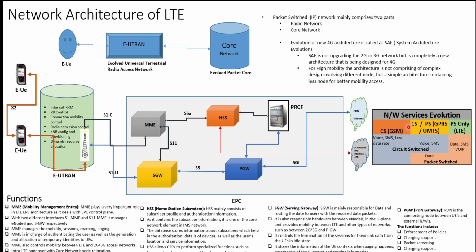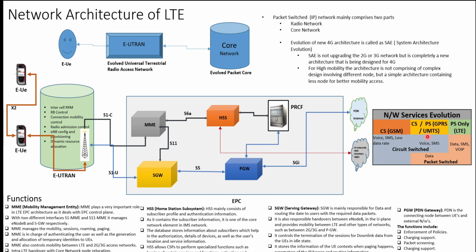Now if you see the network service evolution classification, CS is nothing but circuit switch, which is your 2G and 2.5G kind of network, wherein in 2G you were allowed only voice and SMS, and in 2.5G you saw a very low data rate. If you wanted to browse any application or download a photo, it would take hours to download. That is how low it was, right?